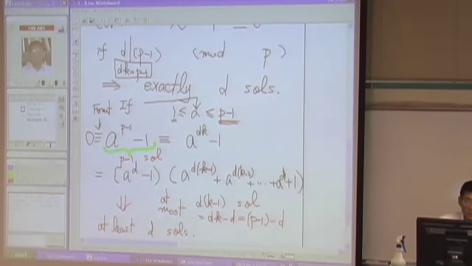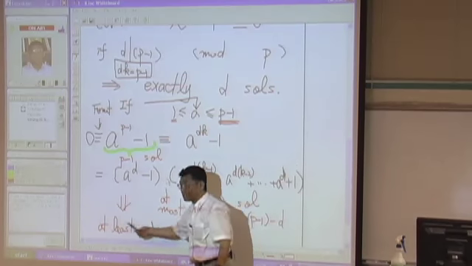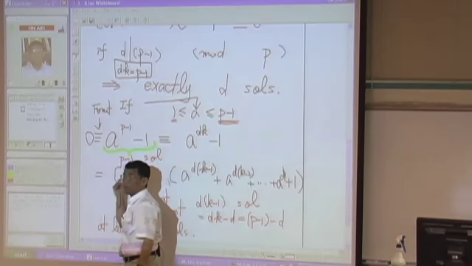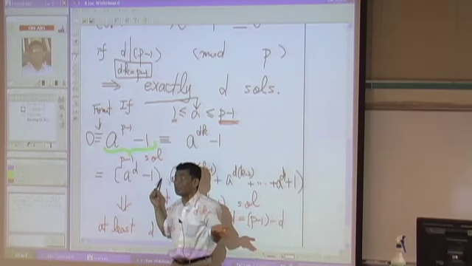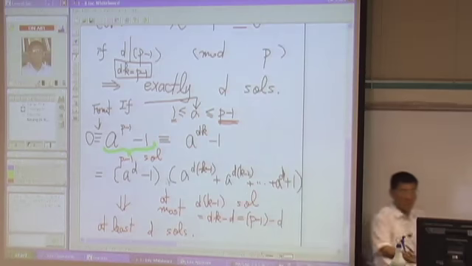So to reach p minus 1, we should add this thing to reach p minus 1, right? So it has at most this many solutions. That means it has at least these solutions. But this other equation had at most how many? At most these solutions, by Lagrange's theorem, right?